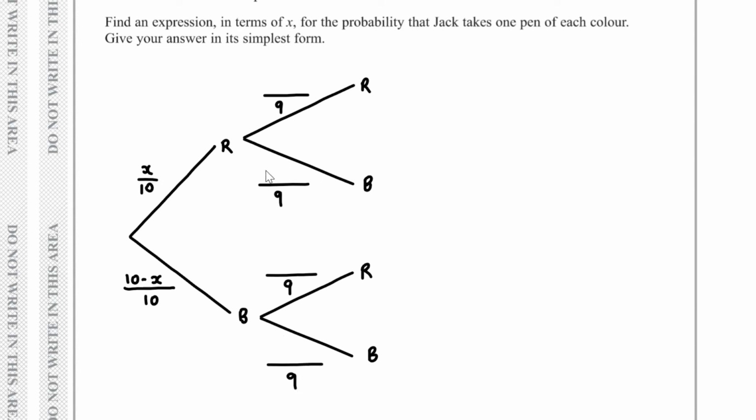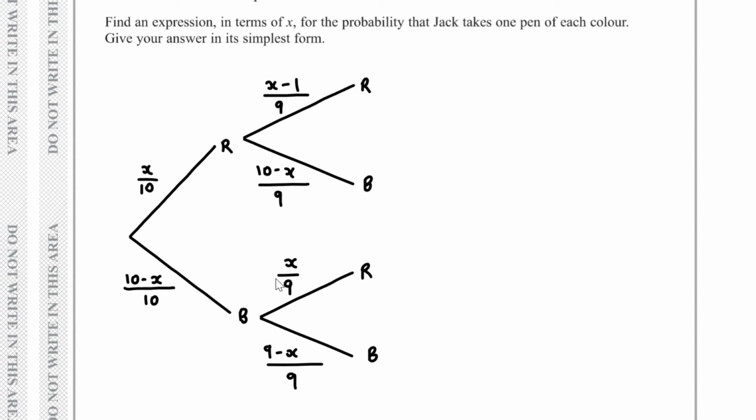So, if we take one red, given that we take a red, the number of red will remain as X minus 1, but the blues will remain the same as 10 minus X. And if we take a blue, given we take a blue, there will be 9 minus X remaining, and the number of red stays the same as X. Okay?